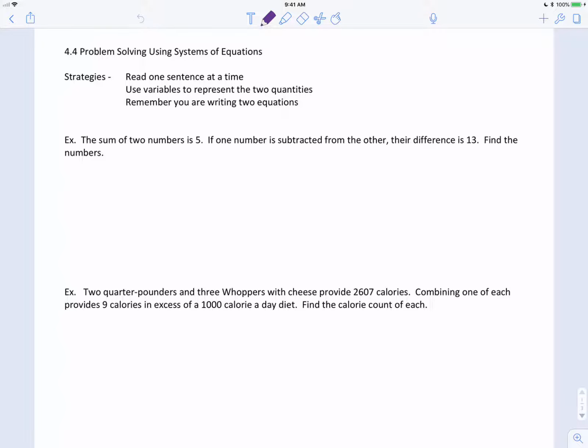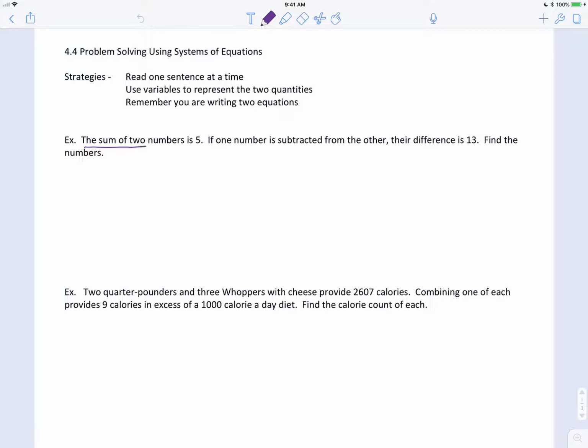Okay, so we're going to do systems of linear equations. We're actually going to have to write them ourselves. So remember, we're going to take one sentence at a time. We're going to use our variables to represent our 2 quantities. If you want to, on the side, write what the 2 variables actually mean, or use variables that are very representative of the 2 things that you're solving for, that's fine. But remember that you're writing 2 equations, so that sometimes helps to just do that, and we're going to take one sentence at a time and try to write them. Okay, so here we go.